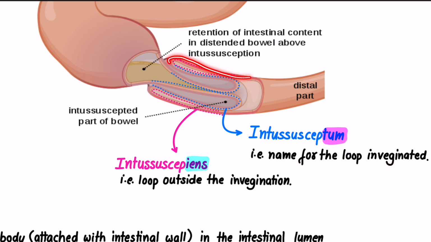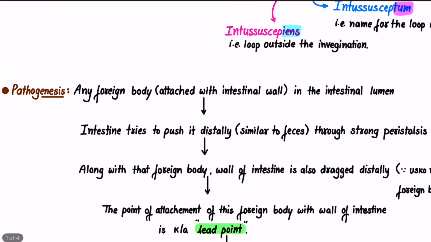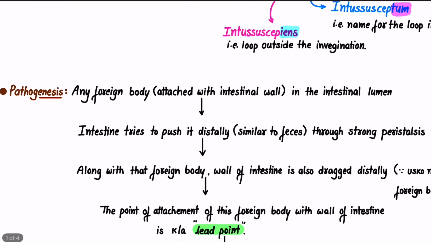And the border which is present outside is intussuscipiens. Later on, when we study the clinical features or presentations of intussusception, we will see the difference between intussusceptum and intussuscipiens. Before understanding the etiological causes which can lead to this condition, I would like to explain the pathogenesis, so that it will be easier to relate the etiological agents with this condition.